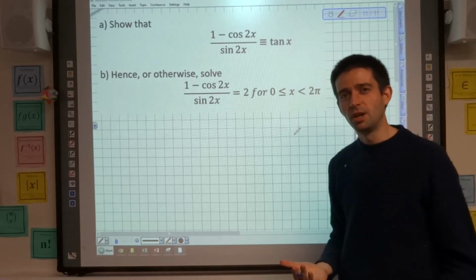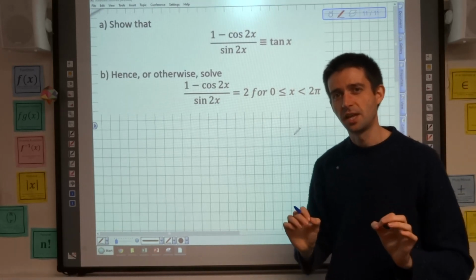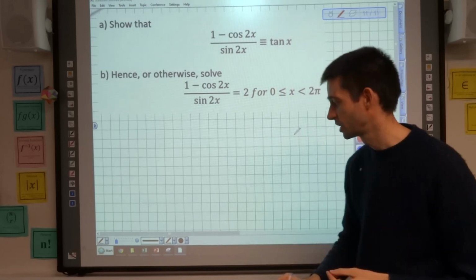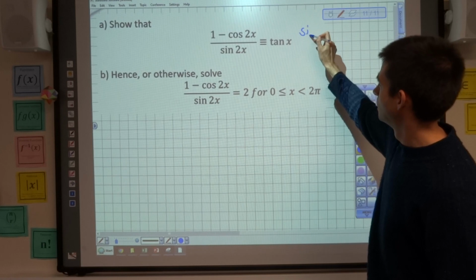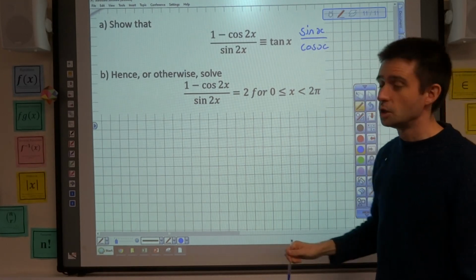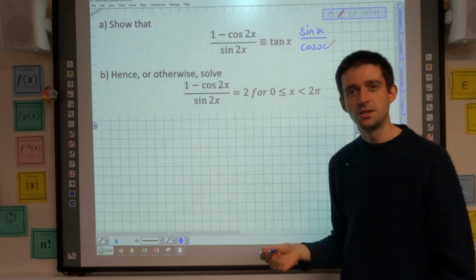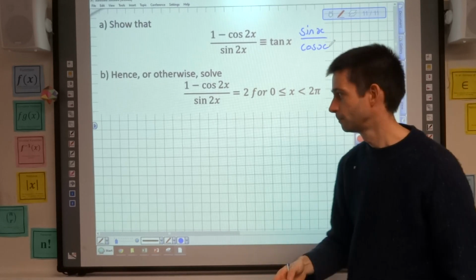But remember what I said in the previous video, what's your penultimate line going to look like? What's the second to last thing that you write down before tan x going to be? In this case it's likely going to be sin x over cos x. So we're going to manipulate the left hand side, aiming to get to sin x over cos x because we know that that's tan.